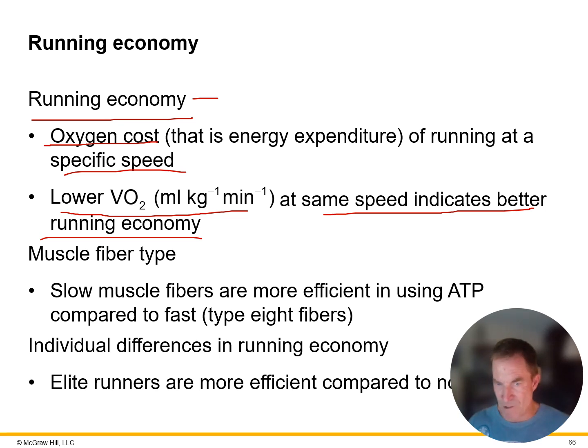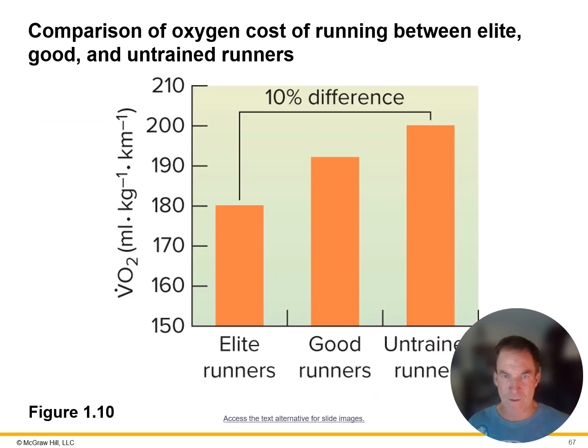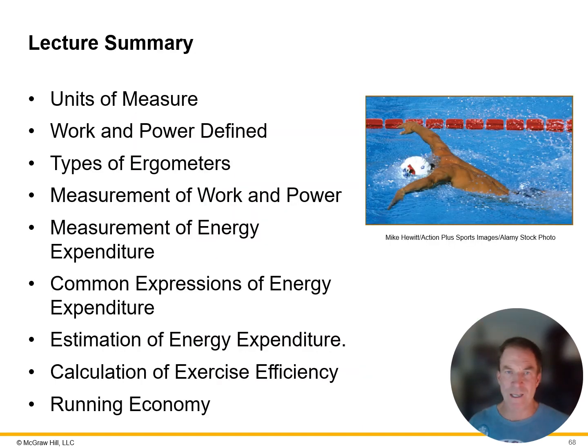Slow muscle fibers are more efficient at using ATP, and there are individual differences in running economy. Elite runners are more efficient compared to non-elite, meaning they can run with a lower economy for a given speed. There's a difference between elite runners and untrained runners, a 10% difference, as they're saying. So they can spend less oxygen for a given speed than an untrained runner. And that was the end of that chapter. Kind of heavy duty, I know.